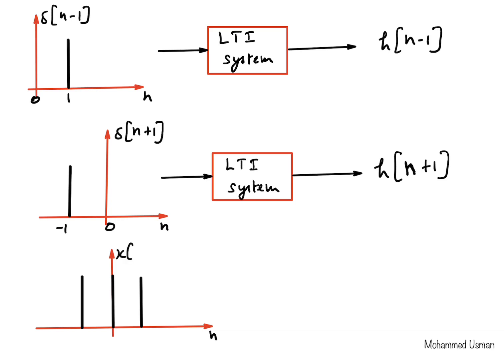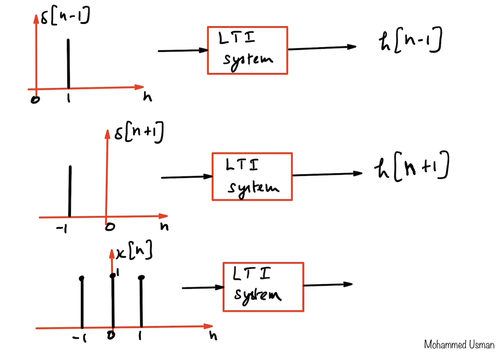So we'll call this x of n, and all of them have a height of 1. So this is 0, 1, minus 1. If this is given as input to our system, what will be the corresponding output? Now we have a signal x of n, which is a linear combination, represented in terms of shifted versions of the impulse function.